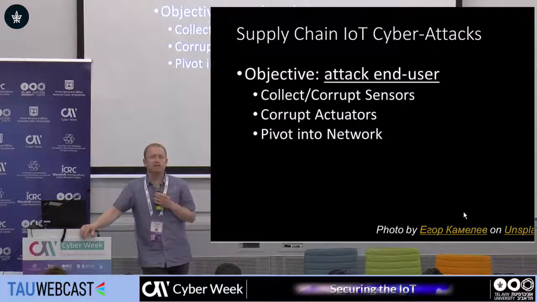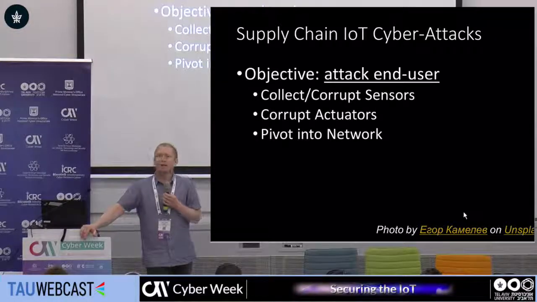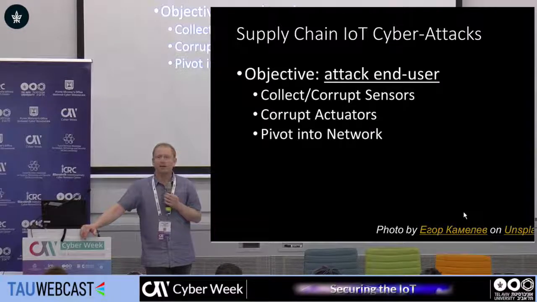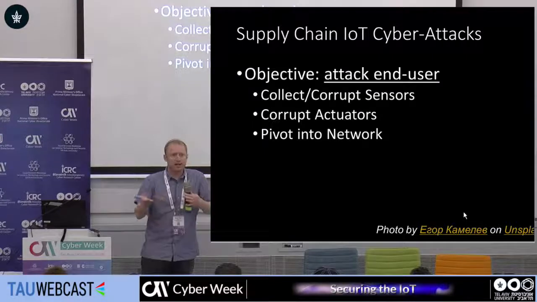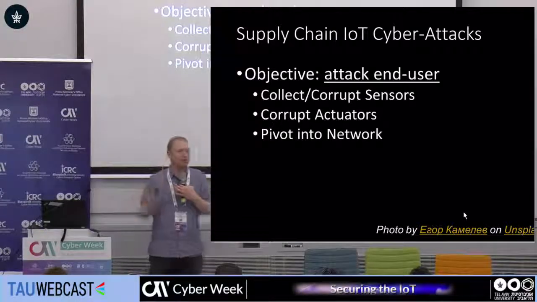So IoT devices have sensors. One attack I can do on my adversary is just collect the data from these sensors, which is basically spying, okay? Plain old spying. Instead of using a microphone, I'm going to use an IoT device.